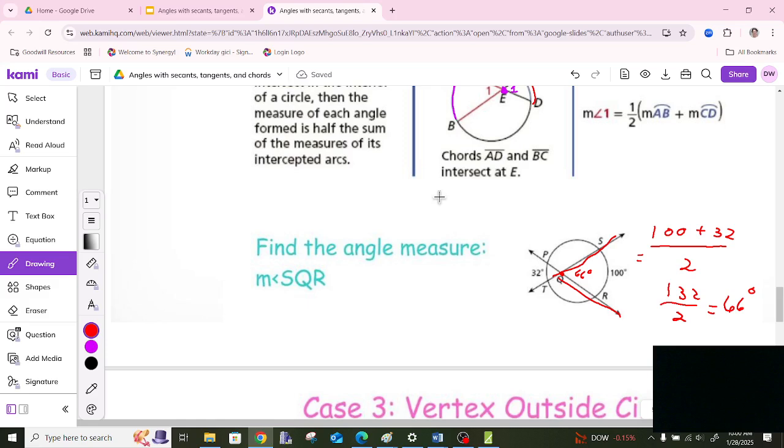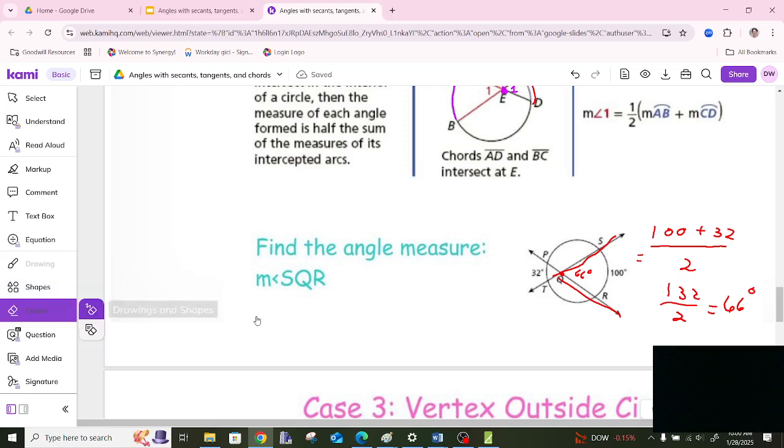Because it's not on the circle, it's inside and it's not at the center. Let me erase this so you can see what I'm talking about, because I drew all over it. Is Q the center of the circle? No. So it can't be 100. Is Q on the circle to make it an inscribed angle? No. So it's not an inscribed angle either.